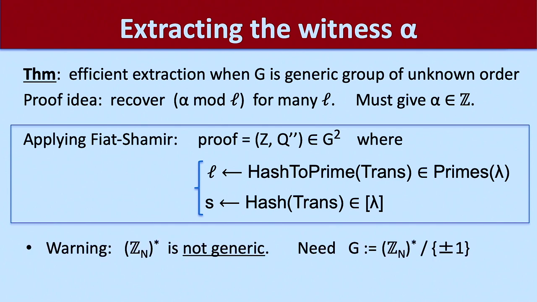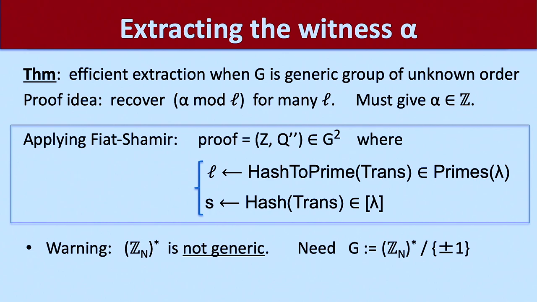So one thing that's really interesting is that you have to be really, really careful in which groups you use this protocol. In particular, the group Zn star cannot be modeled as a generic group of unknown order. The problem is that in a generic group of unknown order, there can be no elements of known order. Generic groups require everything to look random. You cannot know the order of any element. Unfortunately, in Zn star, there is an element for which you know its order.